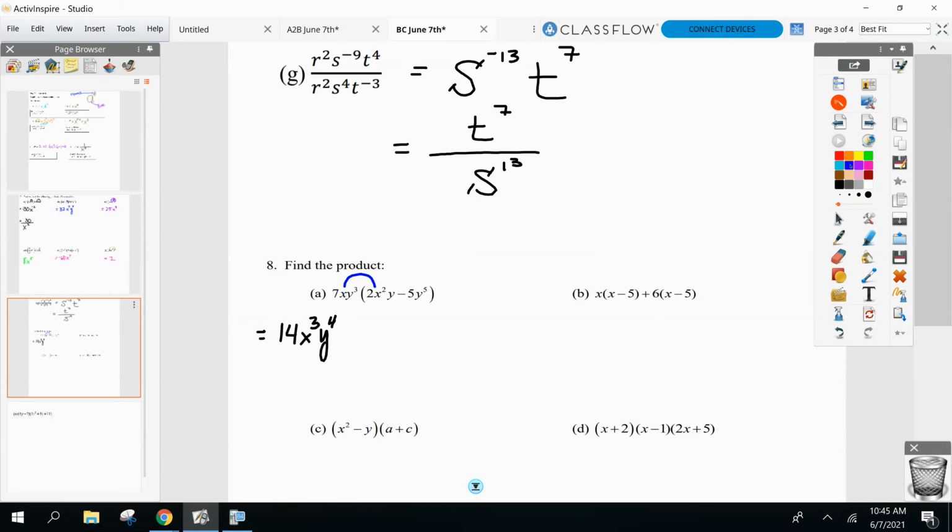Now distribute that to negative 5y to the fifth. What do you have? I got negative 35x. Okay, stop right there. It's just x. There's nothing with the 5y to the fifth to multiply with x. So it just stays x. Y to the 8. Done.